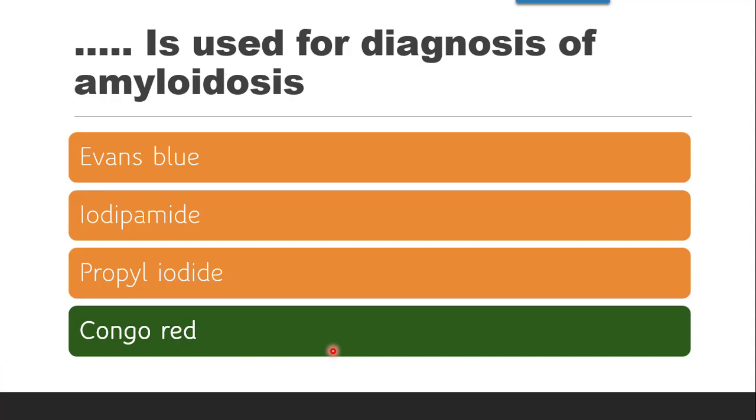Within 1 hour, the percentage decrease is measured. What is the criteria? In a normal patient, 10 to 30% of the dye will disappear within 1 hour, and in a diseased patient, 30 to 100% of the dye will disappear within the 1 hour time limit. So this percentage decrease property is utilized in the diagnosis of amyloidosis, that is amyloid disease.